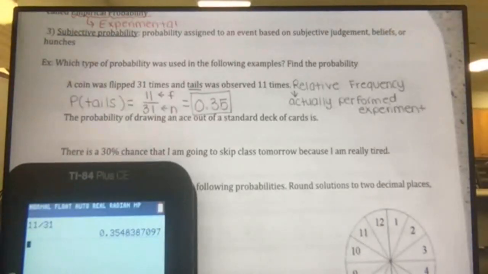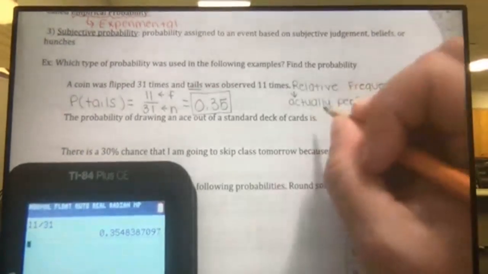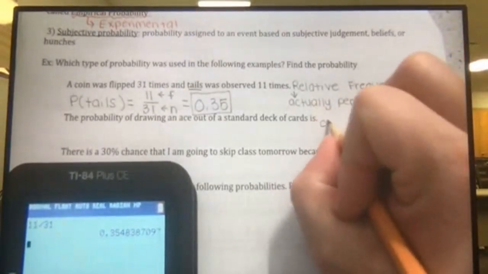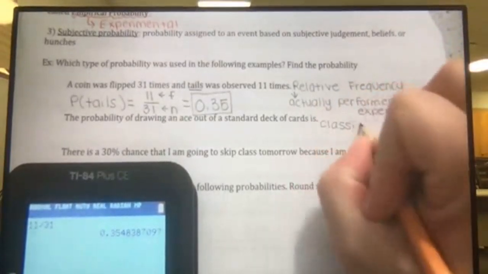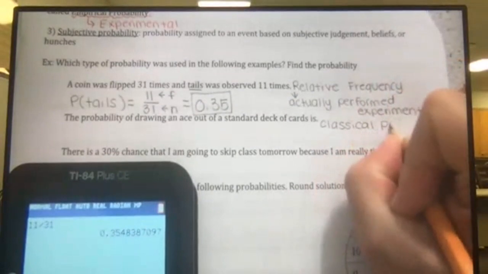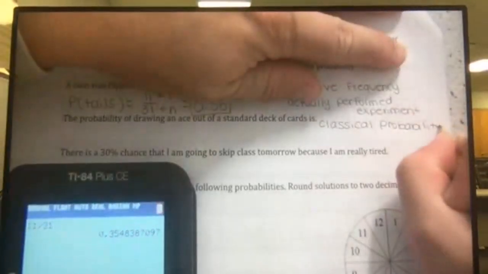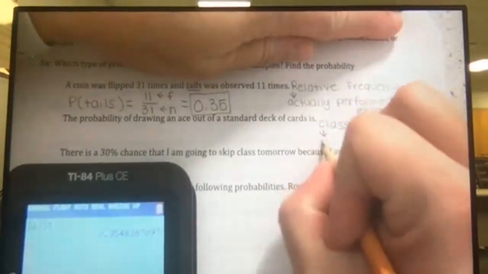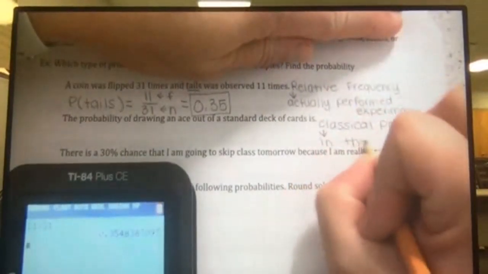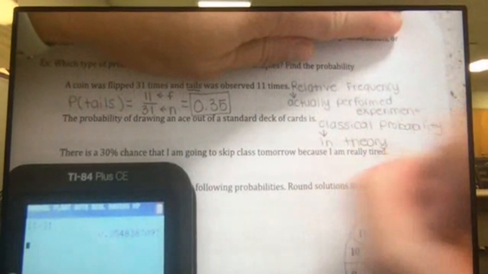The next example says the probability of drawing an ace out of a standard deck of cards. So this is saying, in theory, you're not actually going to pull an ace out, but in theory, what would your probability be? So that's going to be our classical probability. Our classical probability is what's going to happen in theory. So you're not actually performing the experiment. You're saying what should happen.